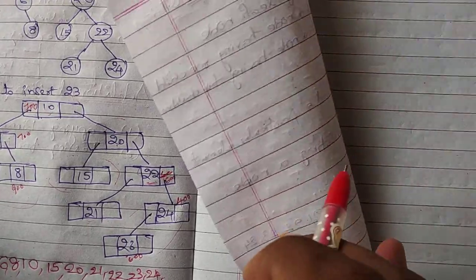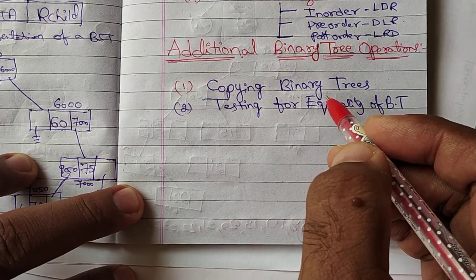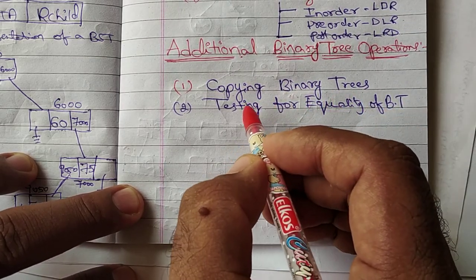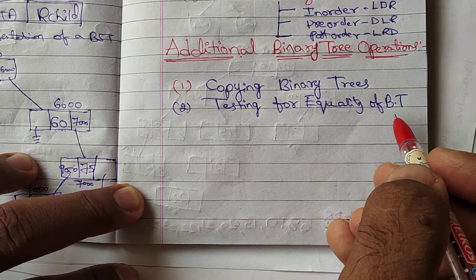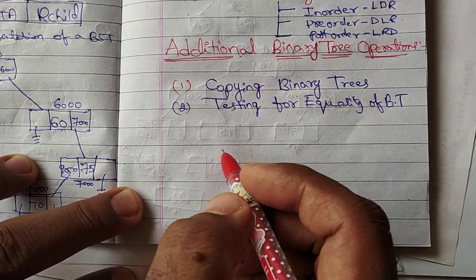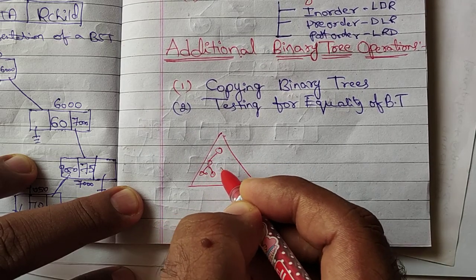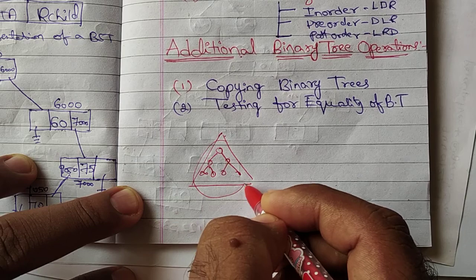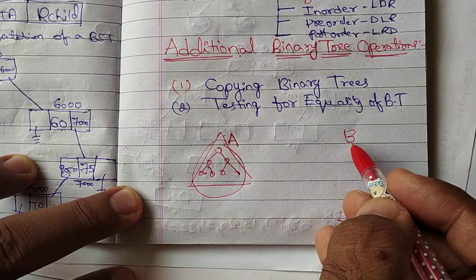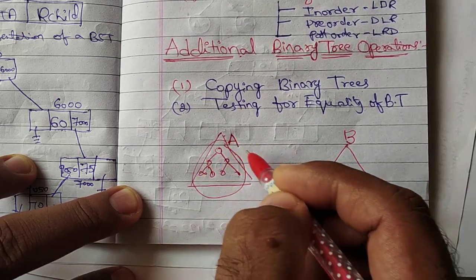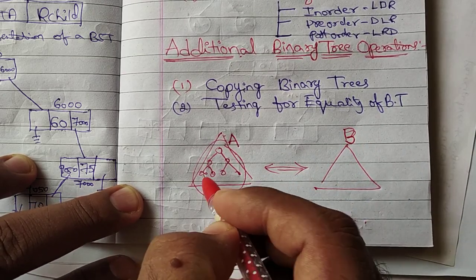And finally, there are some additional operations of binary trees or binary search trees. There are two mainly: copying binary trees. Next one is testing for equality of binary tree or binary search tree. Copying binary tree means, suppose we have an existing tree. We have one existing tree. This tree's name is A. I want to copy the same tree. I want to copy this whole tree and name it B. So that is called copying. Existing tree I want to copy as it is.